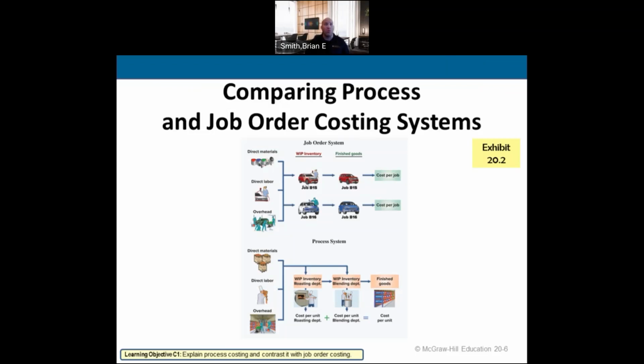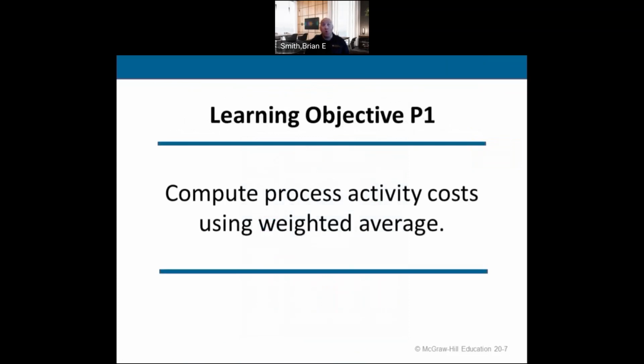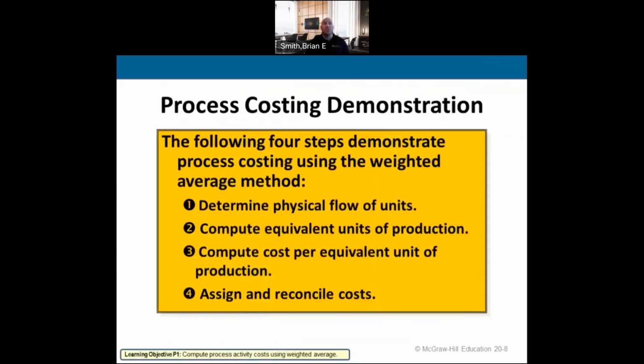And so in the process system, the main crutch of this is to be able to determine our units of production, where we're at, using a weighted average method. So without further ado, we're going to compute process activity cost using the weighted average method. What we're going to do is determine our physical flow of units. Where are they at? What percentage are they completed? Where were they at the beginning? Compute equivalent units of production, compute the cost per equivalent unit of production, and then assign and reconcile the costs.